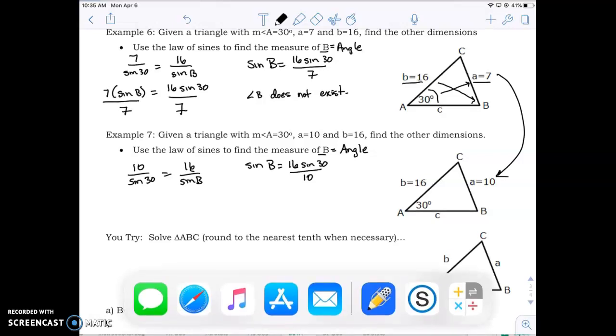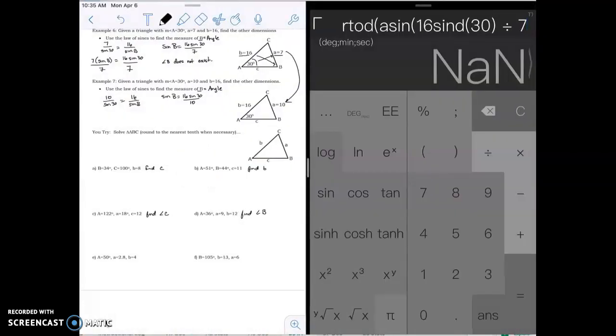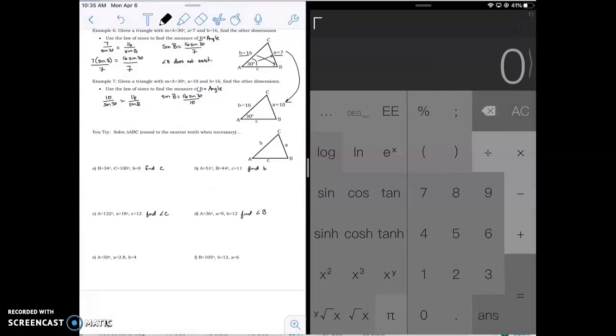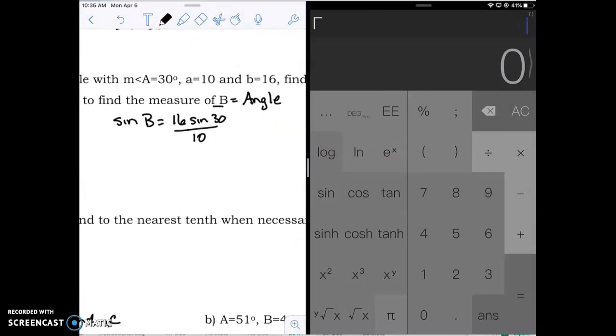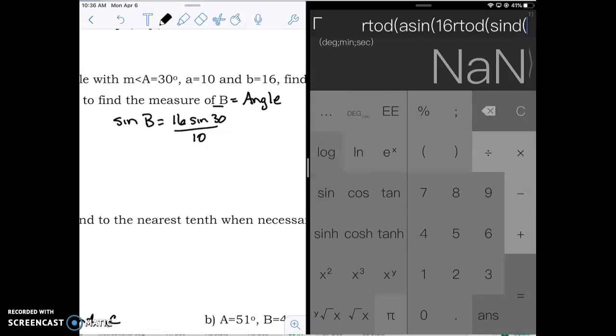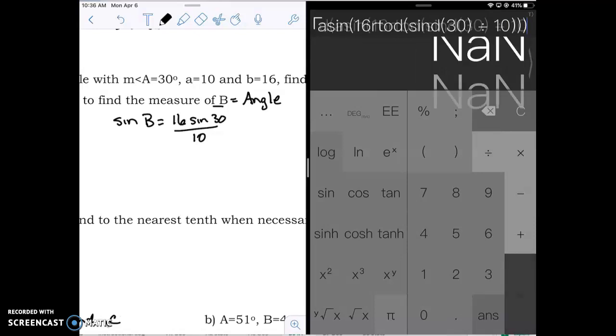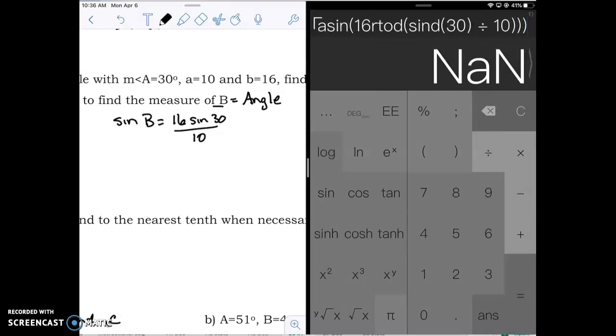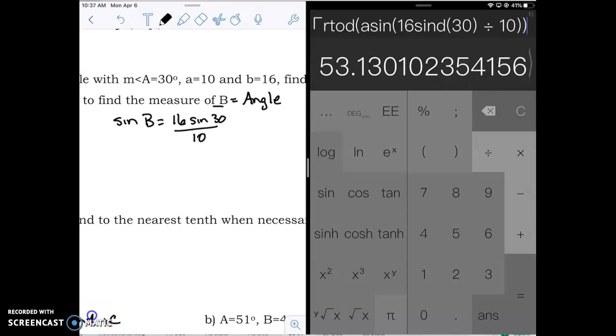Now let's use Mr. Calculator, or Miss Calculator, gender nonspecific calculator. Clear everything out. Since I'm looking for the angle, the first thing I type in is an inverse sine. 16. Now I need regular sine 30. You're like, Miss Meyer, it's still telling me it doesn't work. Well, let's see what happens when we divide by 10. Still doesn't exist. That's weird. No, it does work. You just have to hit enter at the end.